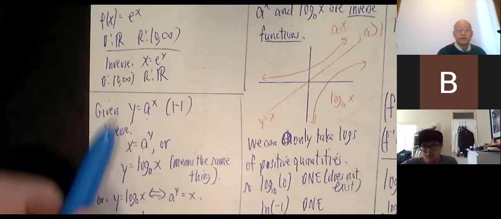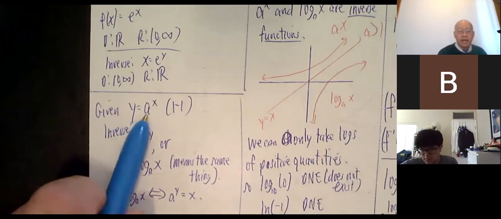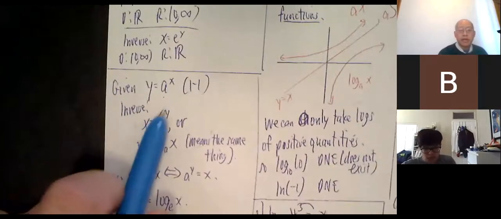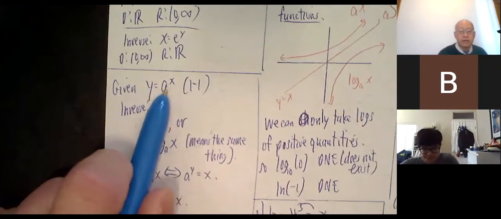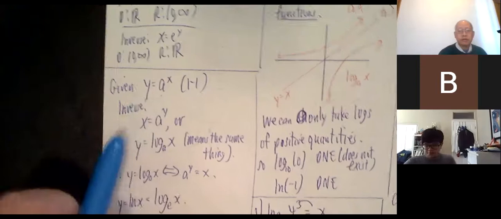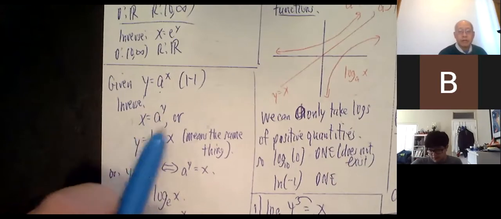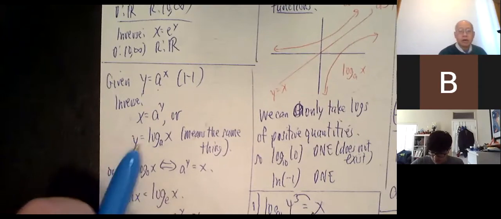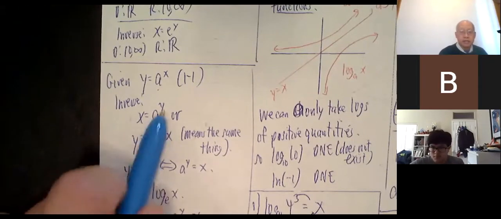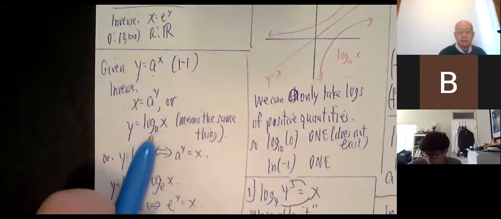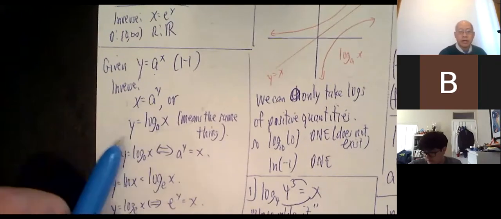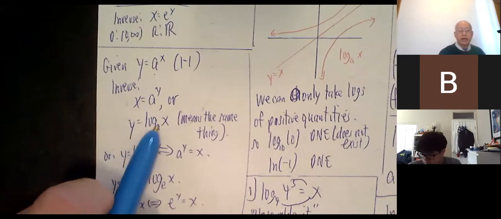Okay, so if you have y equals a to the x, that's 1 to 1. Exponential functions are 1 to 1. You can get the inverse, remember, if you switch around x and y. So if I switch around x and y, it looks like x equals a to the y, or we'll make up the log function, y equals log base a of x. So again, these two mean the same thing.